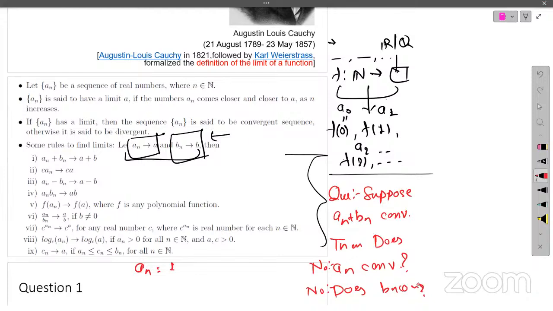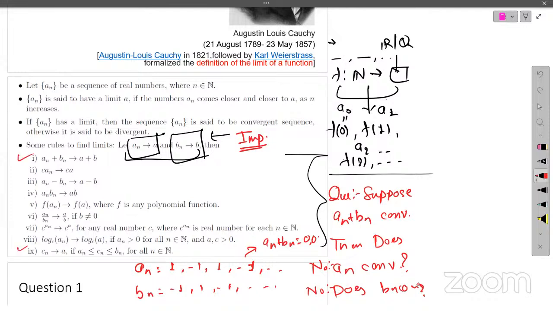Suppose an is 1, -1, 1, -1, and so on, and bn is -1, 1, -1, 1, and so on. If you compute the an plus bn sequence, it's nothing but the constant 0 sequence. This is a convergent sequence, but here neither an nor bn converges. So that's why this hypothesis condition is important to us. If an and bn converge, then only can we conclude all these points.